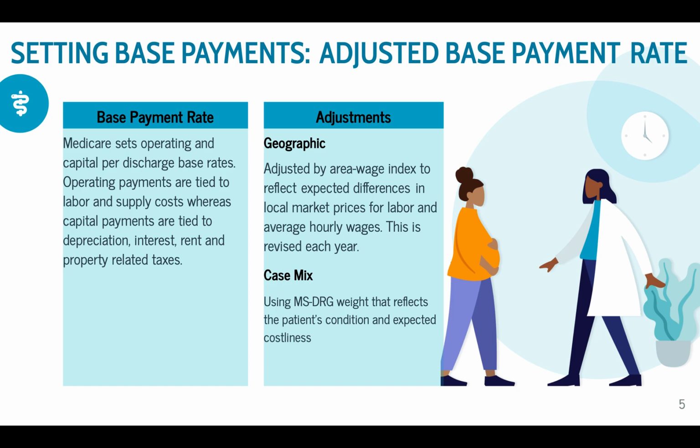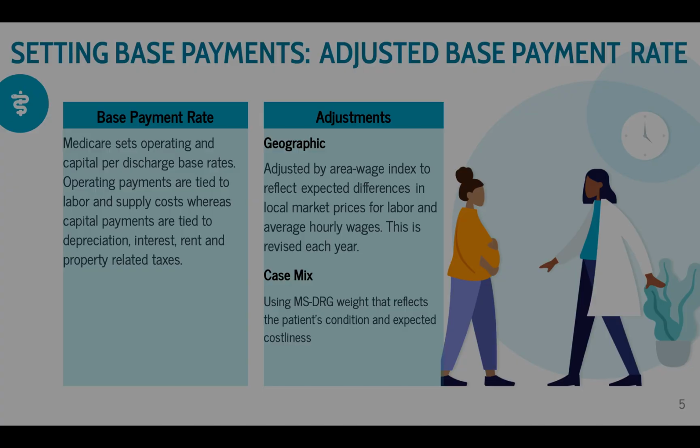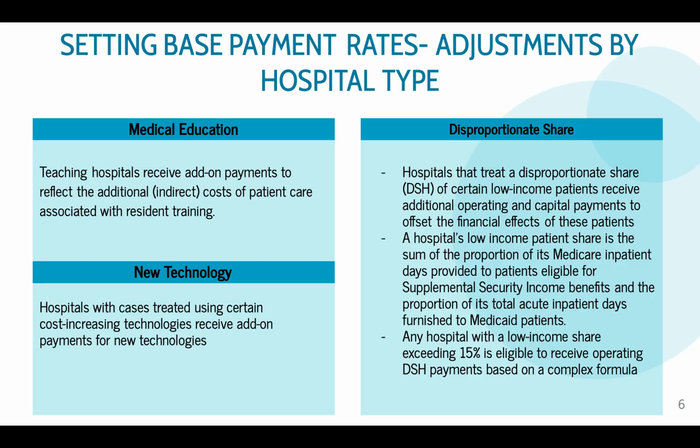Furthermore, it's adjusted by the case mix, so it looks at the patient's condition and their expected costliness based on their DRG. In medical education, teaching hospitals receive add-on payments to reflect the additional indirect costs of patient care associated with resident training. The size of this indirect medical education, also known as an IME, adjustment depends on the hospital's teaching intensity, which ultimately is measured by a hospital's allowed number of residents per inpatient bed.